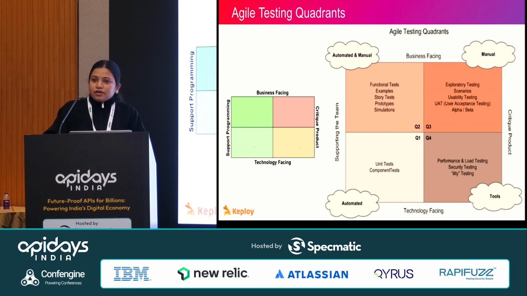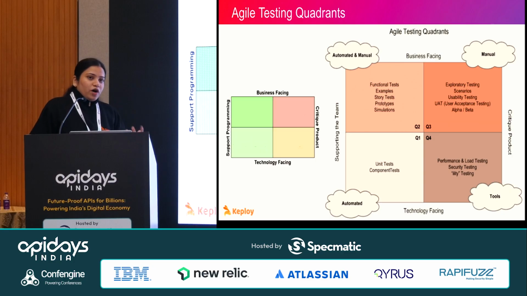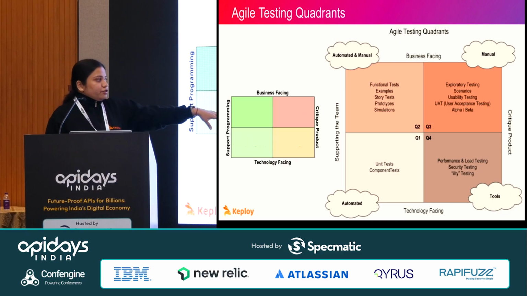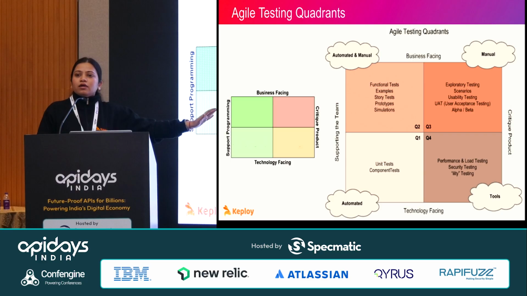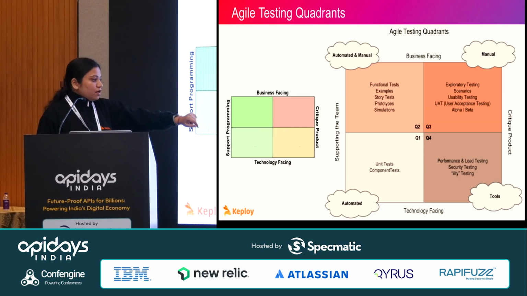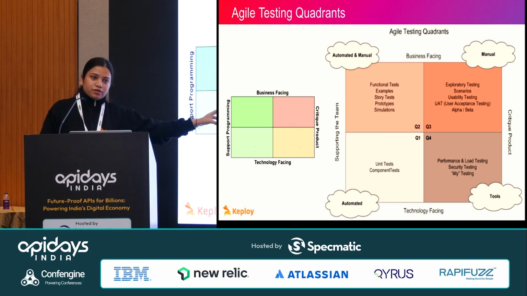What we need to balance out is what do I automate, and balance my risk according to the effort that I can put in to automate my test case. So you don't really need to follow Q1, Q2, Q3, and Q4, but it's just to mention that Q1 is technology-facing test cases that are supporting the team or the code base. And Q4 is, we will first focus on technology-facing test cases, which are critiquing the product.